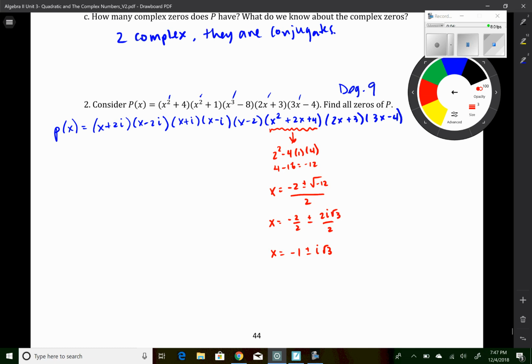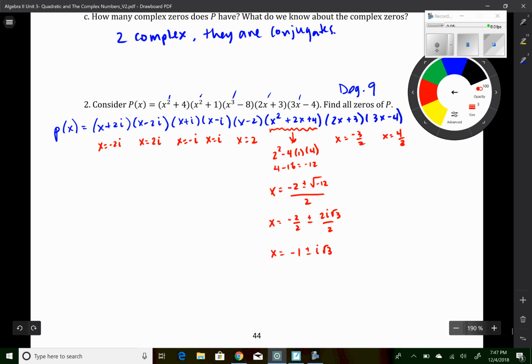The other ones I can get just by doing our regular zero finding. So x plus 2i equals 0 is going to give me x equals negative 2i, x equals positive 2i, x equals negative i, x equals positive i, x equals 2, x equals negative 3 halves, and x equals positive 4/3.